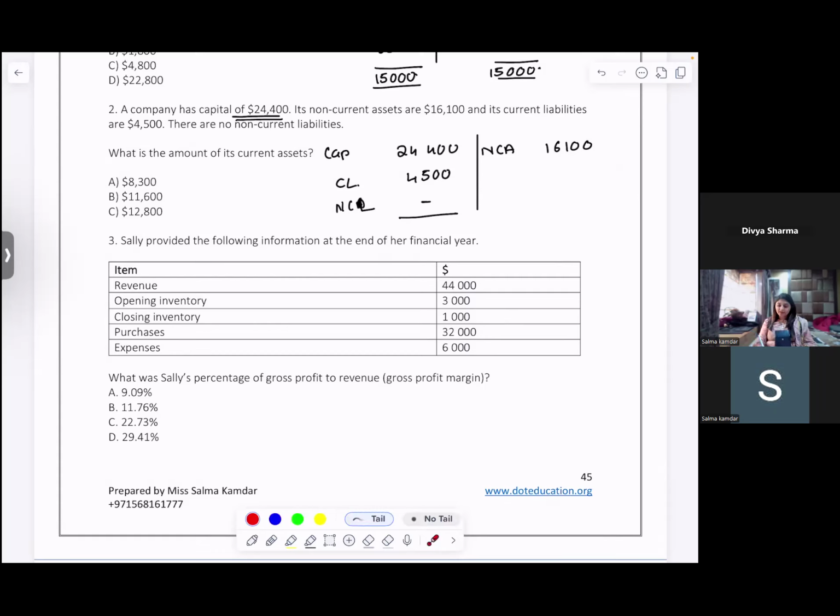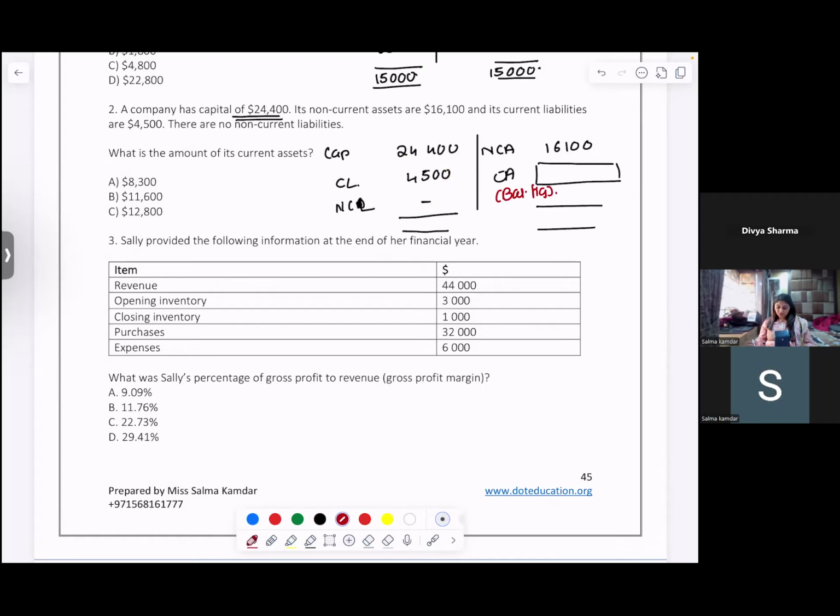Ideally on our liability side, we have capital, current liabilities and non-current liabilities. And on our asset side, we have our non-current assets and current assets. So what do we do? Our total assets is equal to our total liabilities, and we are looking to find the current assets, that would be our balancing figure.